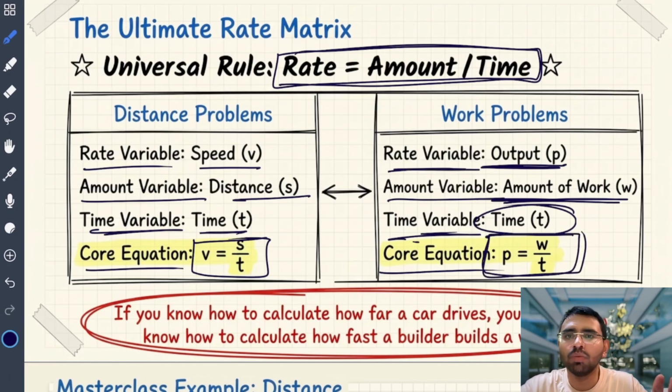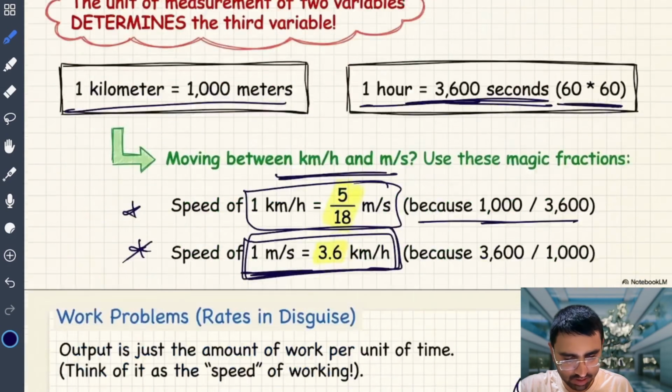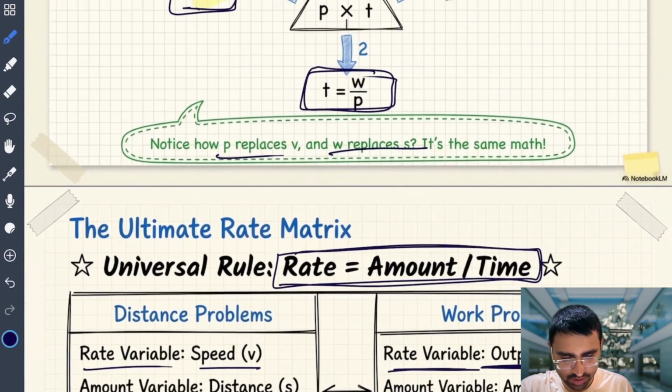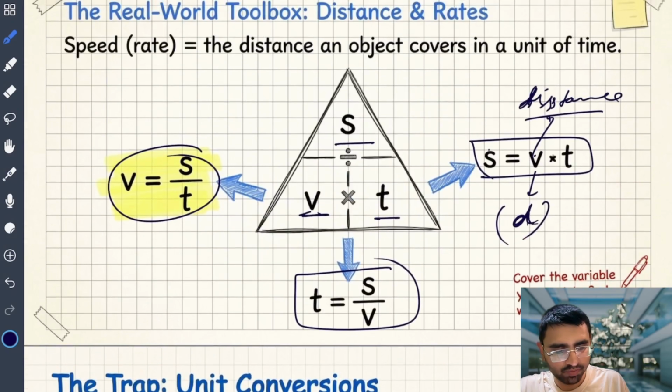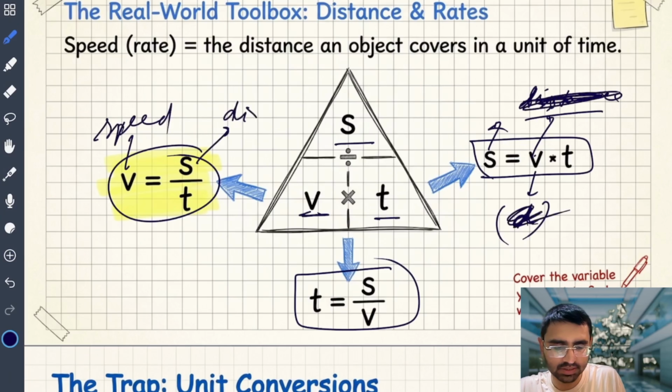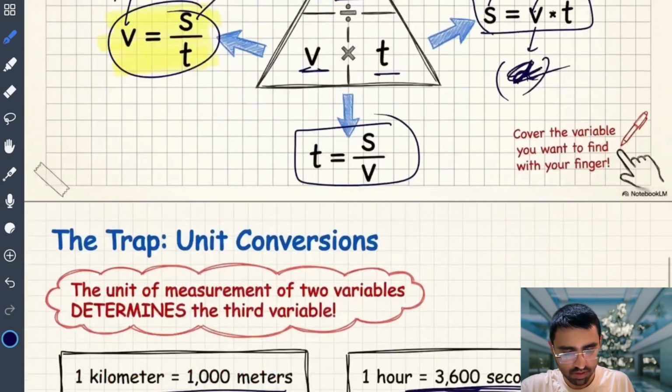So you have to remember two formulas: speed is equal to distance by time. I think I told you wrong in the upper part. Speed is equal to distance by time. Sorry, V is the speed, not the distance. Speed is equal to distance by time, where S is the distance and T is the time. Speed is equal to distance by time, and distance is equal to speed into time.